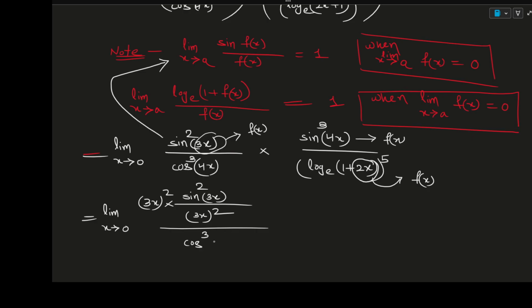I will write the rest of the function as it is. Here, sine cube of 4x is given, so I will multiply f of x cube in the numerator and denominator. So it will be 4x cube into 4x cube. Here f of x, the whole power is 5, so I will multiply f of x to the fifth power in numerator and denominator.